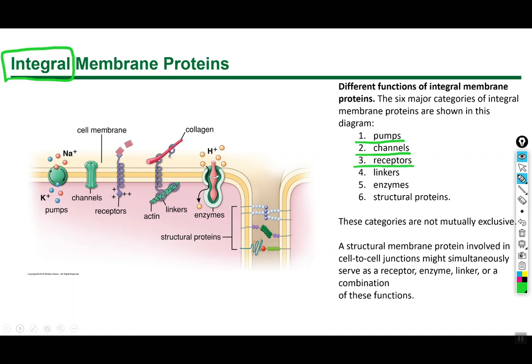receptors, which receive chemical signals from the outside, linkers, which allow the cell to hook onto stuff that's outside the cell, enzymes, which do a variety of things, depending on what enzyme it is, and structural proteins. These are typically what are called cell adhesion molecules, which we can abbreviate CAMs. And note that these categories aren't mutually exclusive.